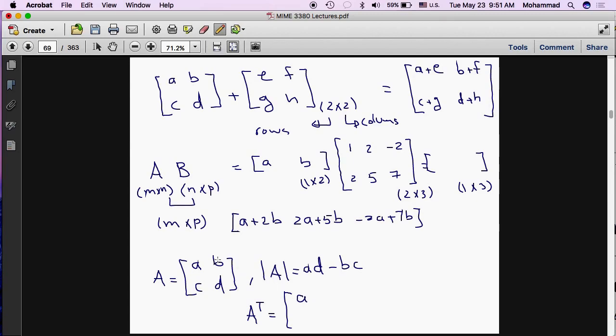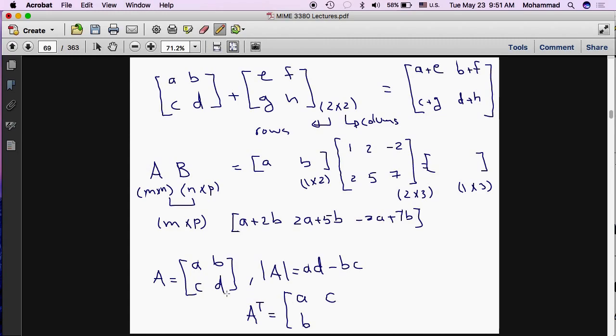Now, in the original matrix, what is row and column of B? It's row 1, column 2. So in the transpose, it becomes row 2, column 1. So it means B will go here. Now, in the original matrix, C is what row, what column? C is row 2, column 1. So in the transpose, it goes to row 1, column 2. So it basically comes here.